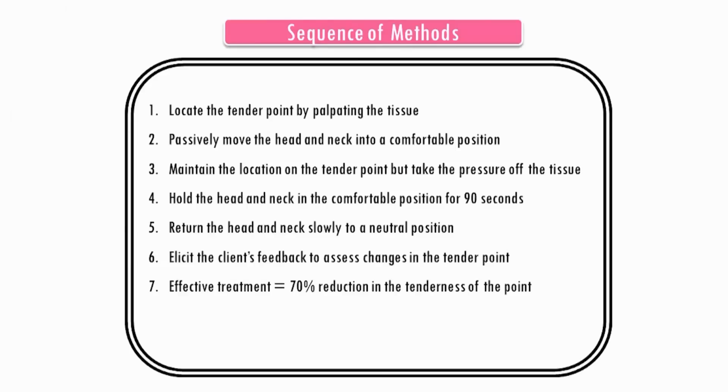Okay, the sequence of application of passive position release goes like this. Number 1, locate the tender point by palpating the tissue. Number 2, passively move the head and neck into a comfortable position. Number 3, maintain the location on the tender point, but take the pressure off of the tissue.